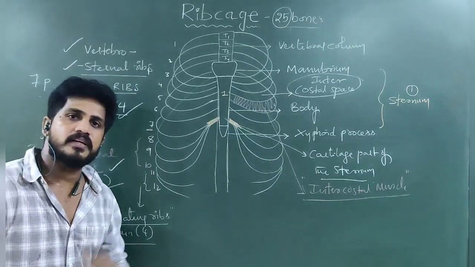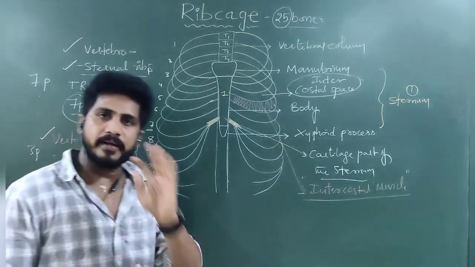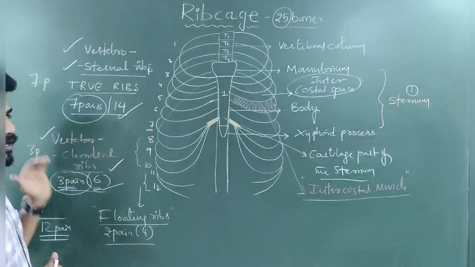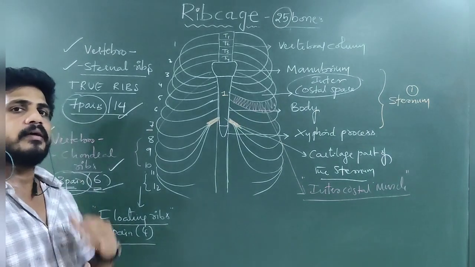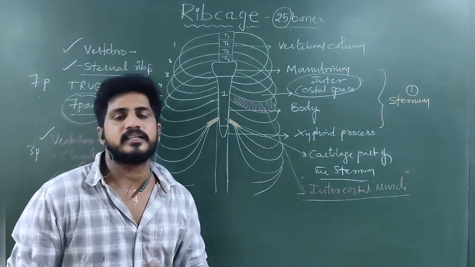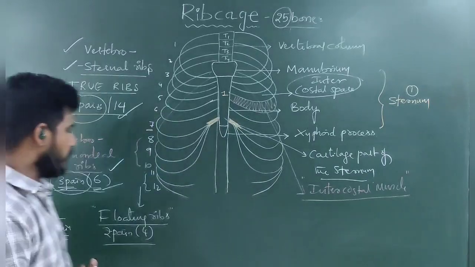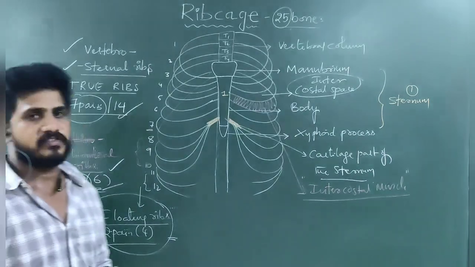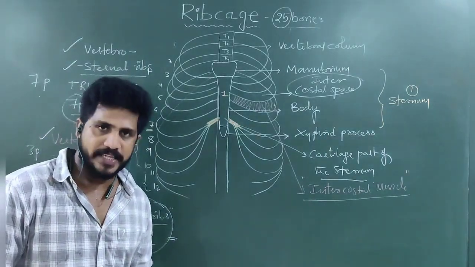Why are they called true ribs? They are connected to both the vertebral column and the sternum. How many are false ribs? 3 pairs, the vertebrochondral ribs. They are connected to the vertebral column, but not directly to the sternum; they are connected with the cartilage part of the sternum. How many are floating ribs? 2 pairs only. The 13th pair is a rare condition and will not be considered in the NCERT.